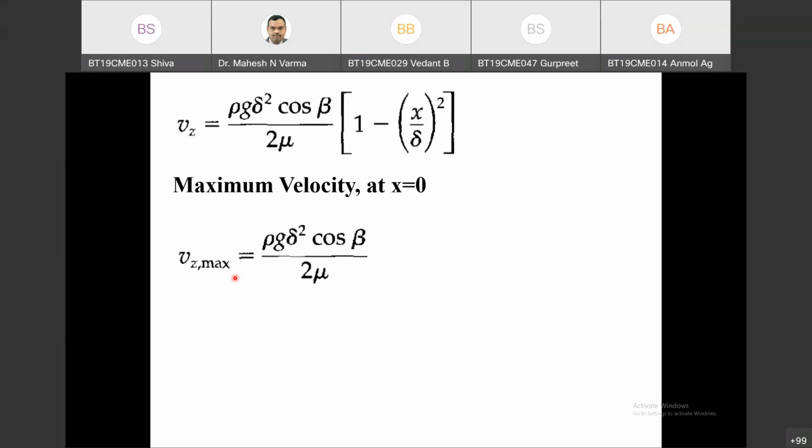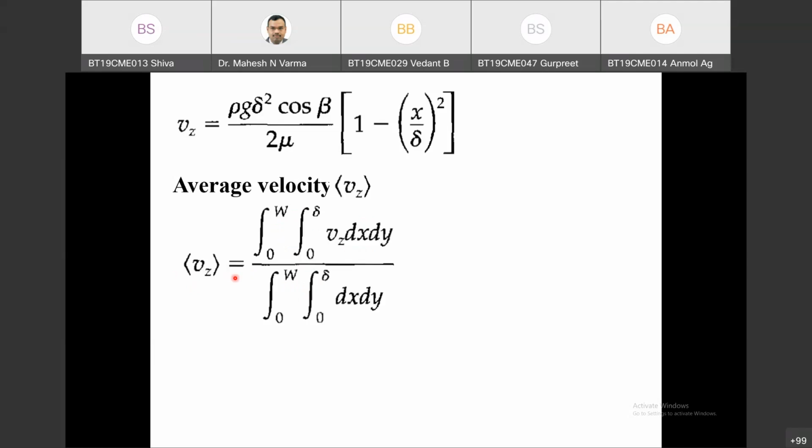How to get the average velocity? Roll number 61, Rutvik. Sir, we can get the average velocity over the area: velocity into the area divided by area. Yes, this velocity is not a function of y. And in fact, you can get the integral from 0 to delta of Vz dx divided by delta. It will give you the same.